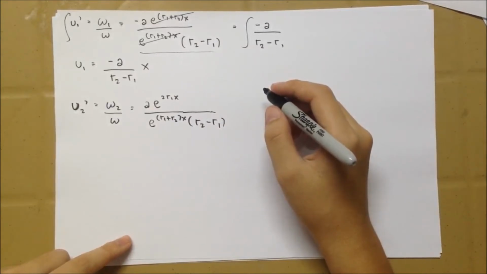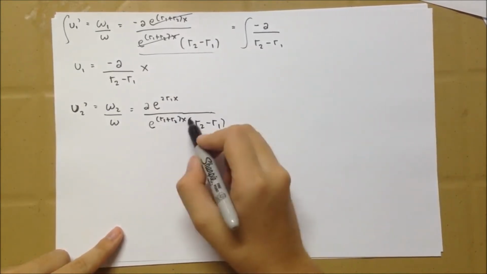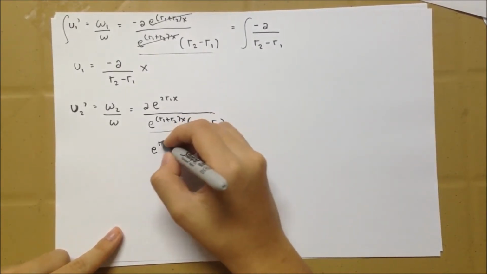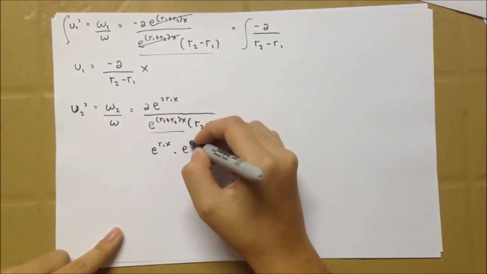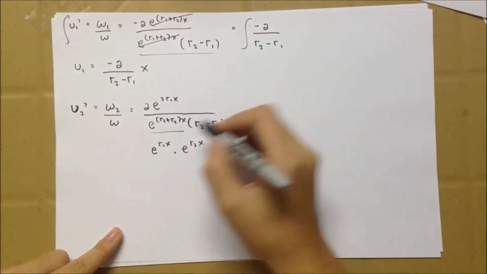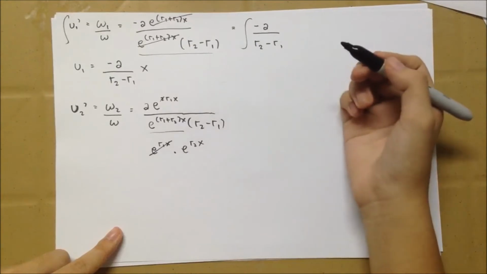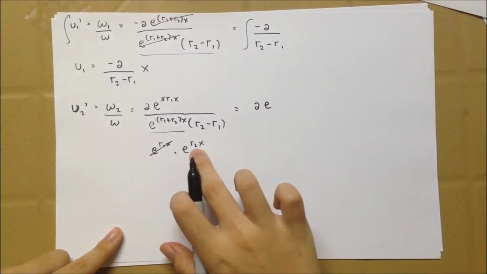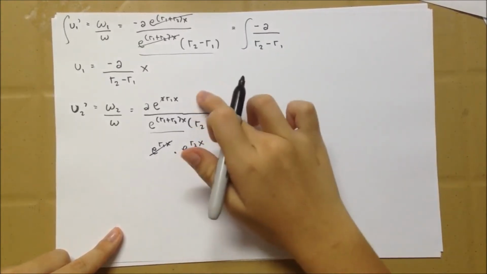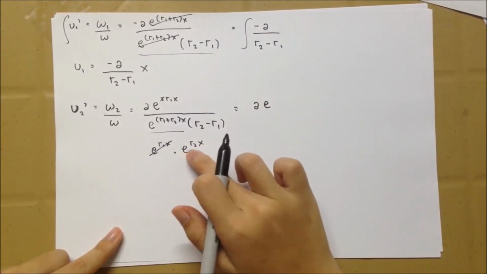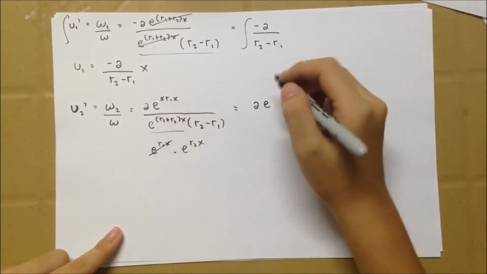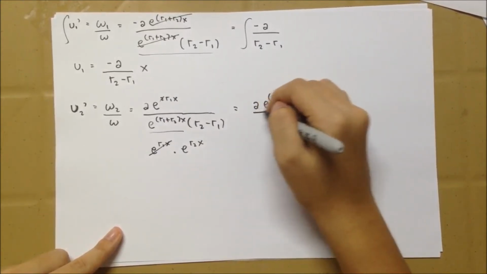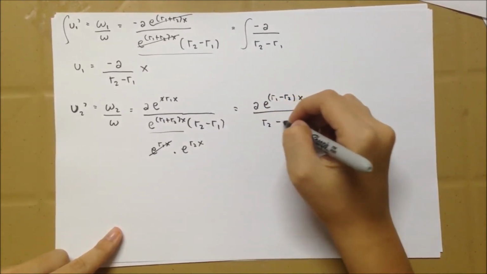So for this case, I can't cancel this one directly, but I can rewrite this as e to the r1x times e to the r2x, such that I can cancel this and that ones. So I am left with a e, and take note, I am going to move this one upwards, so this will be e to the negative 2r, and add it with that. So I have e to the r1 minus r2 x over r2 minus r1.